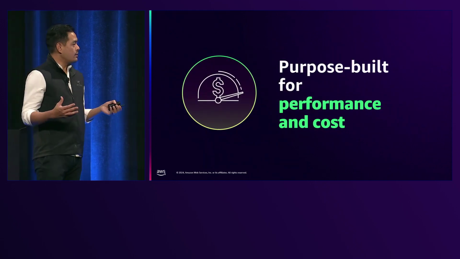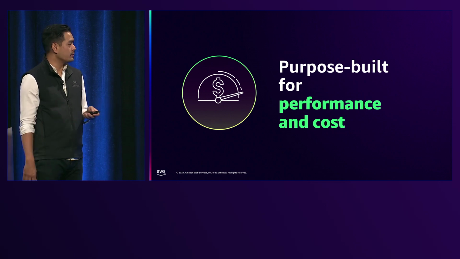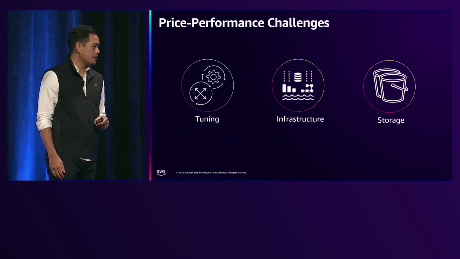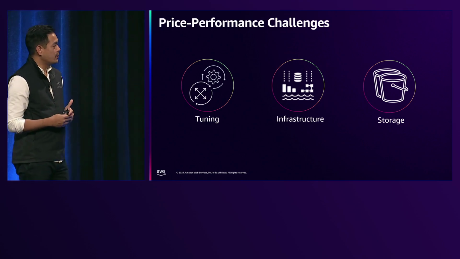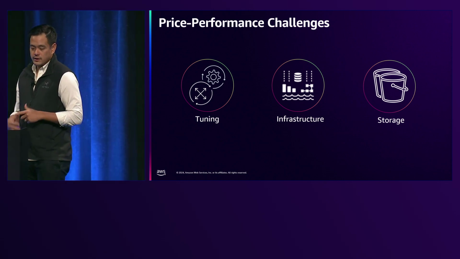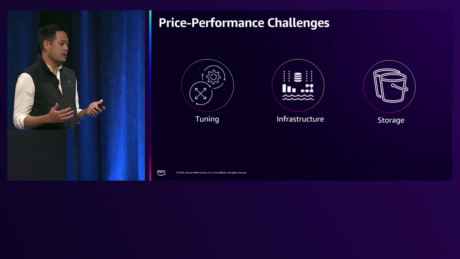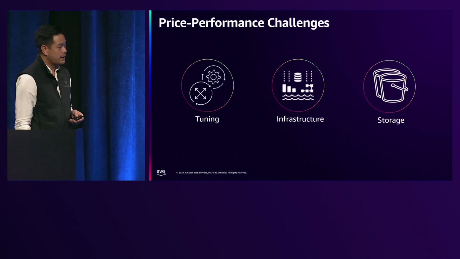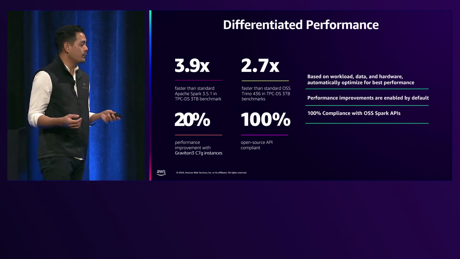All right, so running your data processing at scale is really important, but you also want to do it in a cost and performant way. When we talk to customers about price performance, the main challenges we hear is that tuning is difficult, choosing your infrastructure is a pain point, as well as managing storage. And so across all of these areas, EMR has focused on automatically determining the best set of configurations and code so that you can achieve the best price performance. One of our key innovations that enable this is our optimized runtime for Apache Spark and Trino.